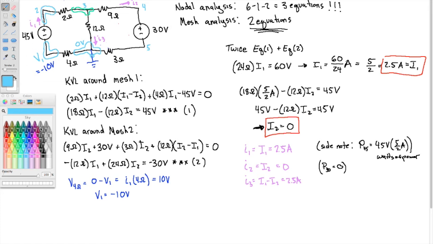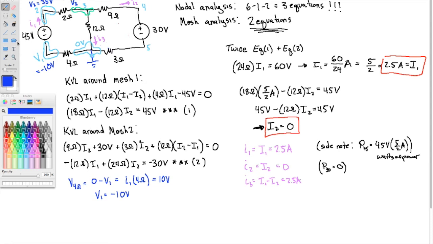Now, what about node voltage V2 up here? Well, if this is minus 10 and we increase by 45, then this must be 35 volts. Alright, what about voltage V3?